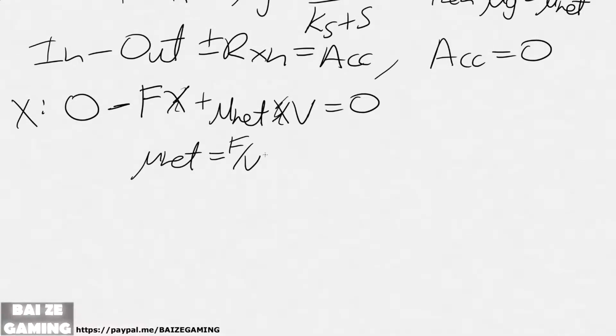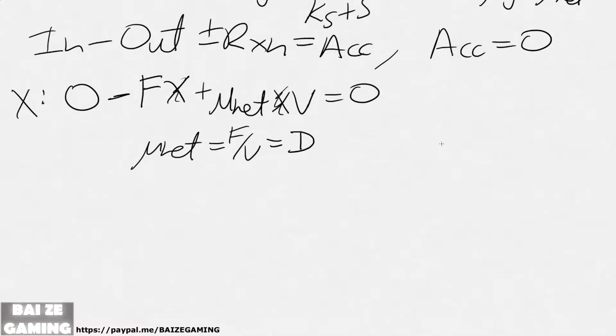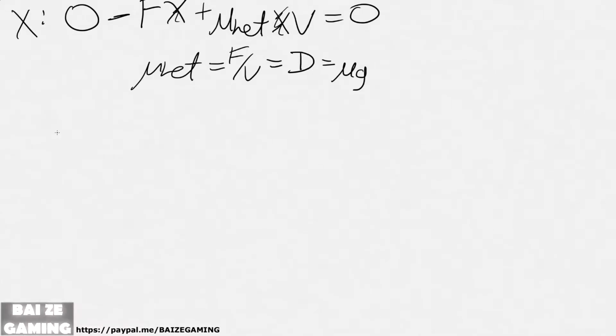And you can move that one to the other side. And F over V is actually what we call D, the dilution rate for the chemostat. So this works out. And also, since we said before, U net equals that UG. So that's good. So you remember the Monod equation?